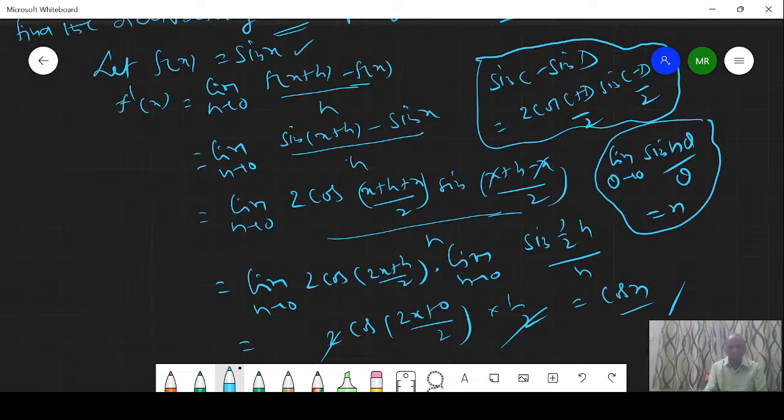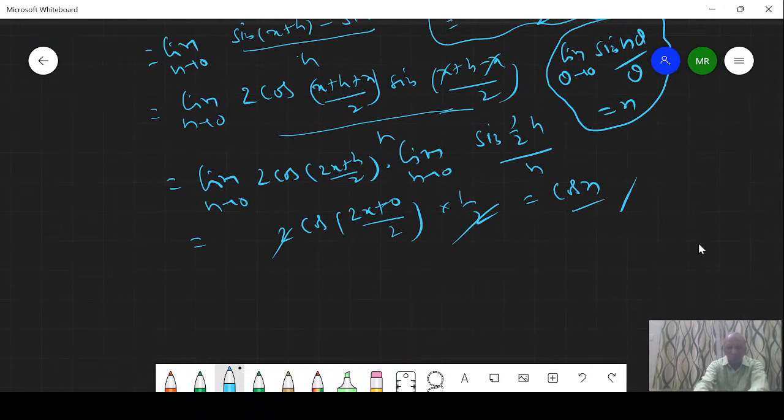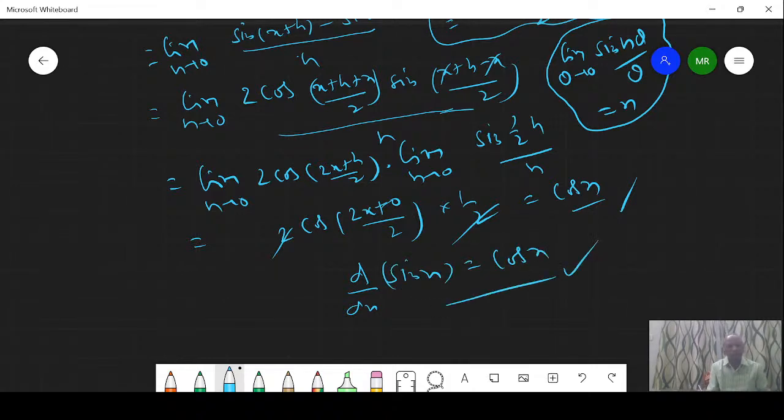Then you rearrange this. Then limit theta tends to 0, sin theta by theta equals 1, where theta should be in radians. Follow this formula, you will get sin (h/2) by (h/2). Then the 2 gets cancelled, cos((2x+0)/2), which is cos x. So remember, the derivative of sin x is equal to cos x. So d by dx of sin x will be cos x.